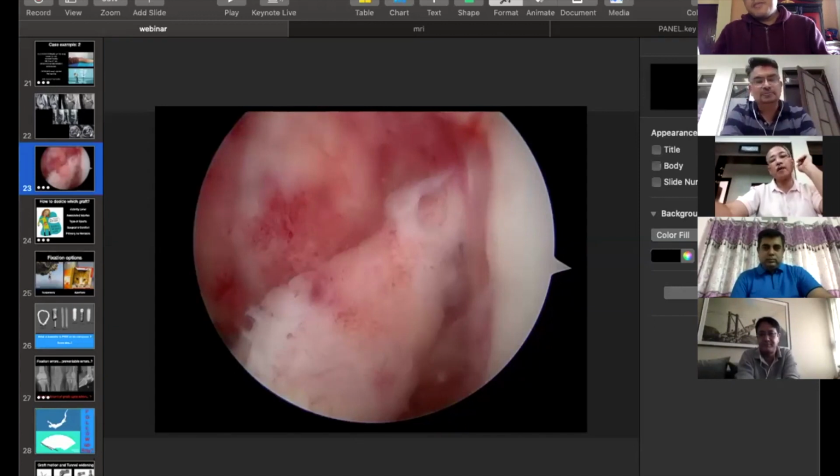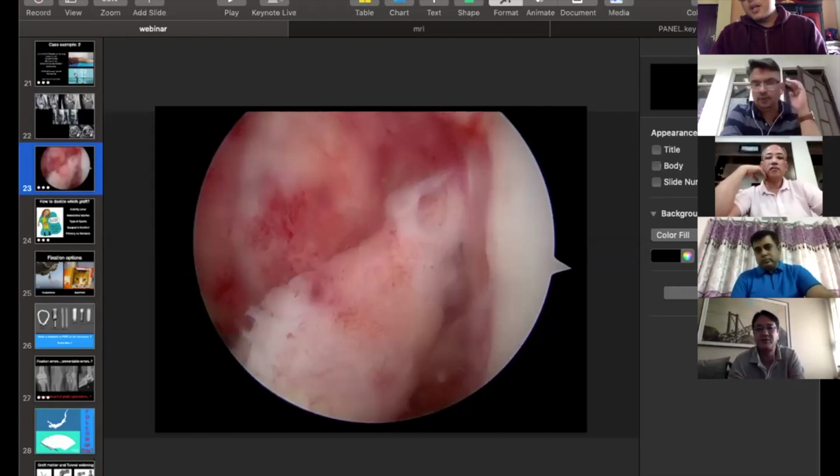There has been a paper that if you do remnant preservation while doing ACL reconstruction, you may need to do notchplasty as well. What is your take on that, Rajiv sir? As far as possible, no notchplasty, because there are various papers. Some papers say the notch even regrows more aggressively.